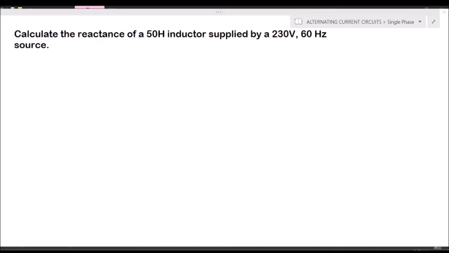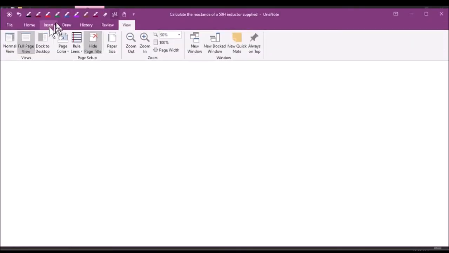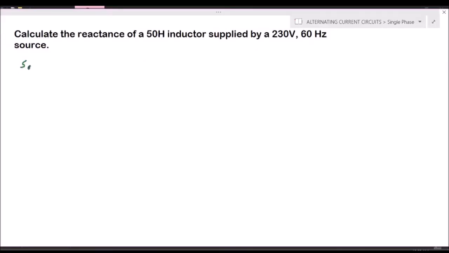Okay, now we will solve some examples on reactance. First we have this problem: calculate the reactance of a 50 Henry inductor supplied by a 230 volt, 60 hertz source. Solution: we are solving for the inductive reactance because this is an inductor. So XL is equal to 2 pi FL.